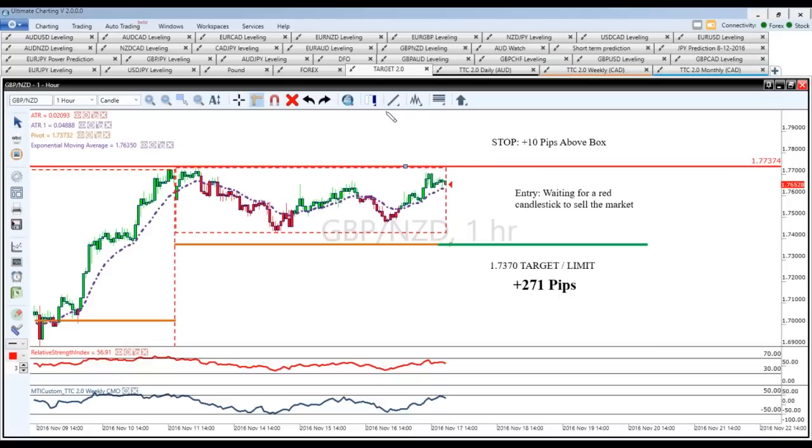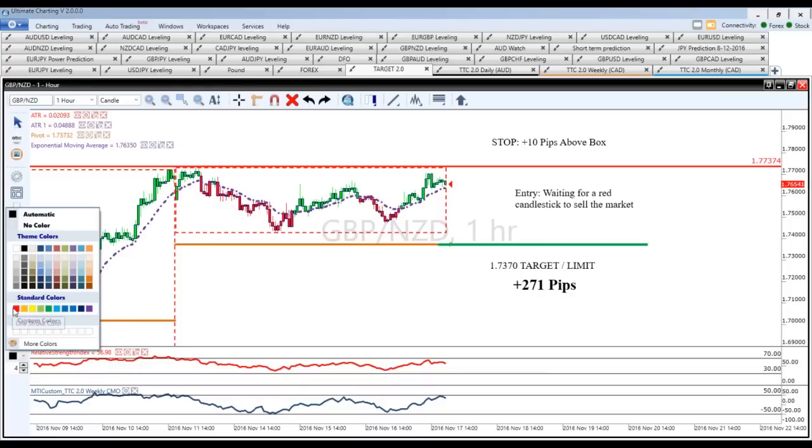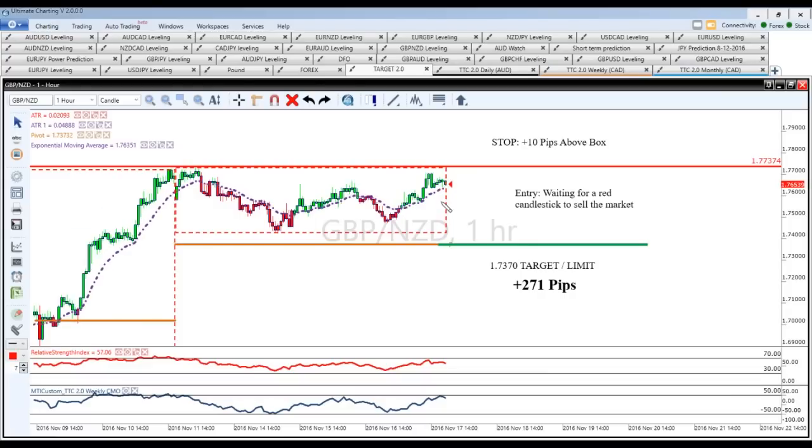All I need this market to do is to show a red candlestick and I can sell. And I have a 70+% chance of making 250 plus pips. Type in DONE, D-O-N-E, when you have the trade for the pound NZD.